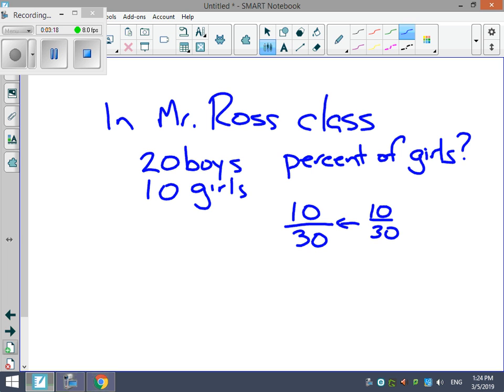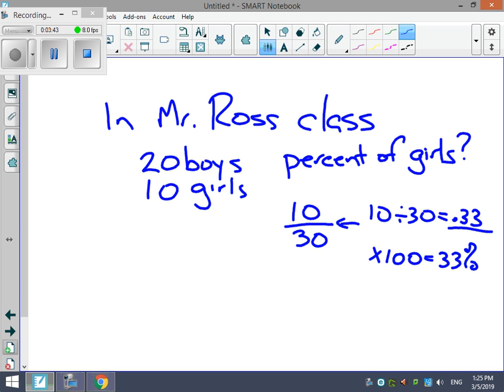And 10 divided by 30, I just wrote the same thing. Excuse me a second. I wanted you to see it. 10 divided by 30 equals decimal 3, 3, and 3 repeating, but we'll just stop there. Anyhow, we want that as a percent of 100. We multiply decimal 3 times 100, and we will get 33%. So that's the first part. You've been doing that for a couple of years now.